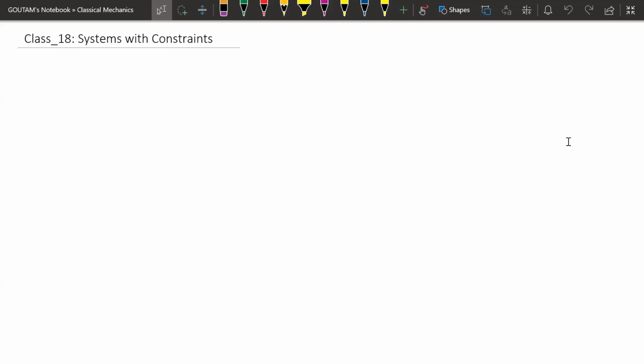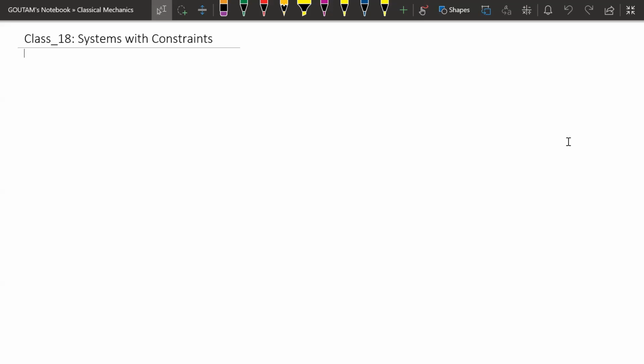In the past few classes, we solved some very interesting problems based on the variational principle and the Lagrange's equations of motion. In this class, we will try to see whether systems with constraints can be treated in our Lagrangian framework, or how we can treat them in our Lagrangian framework.